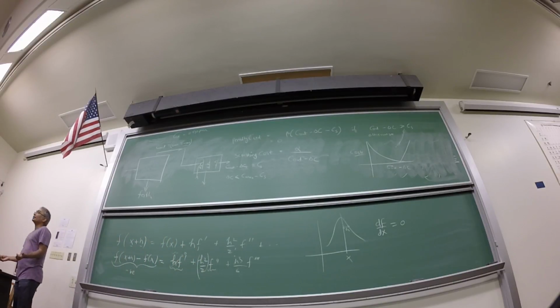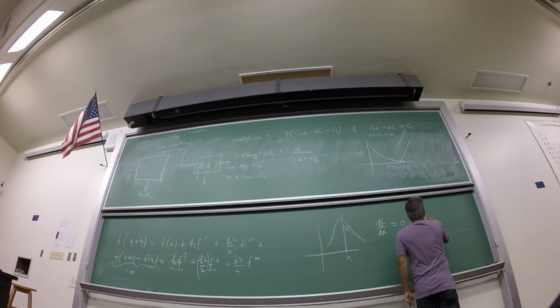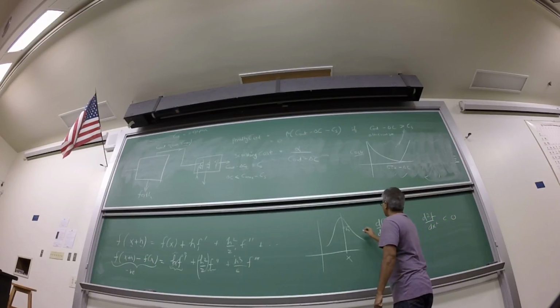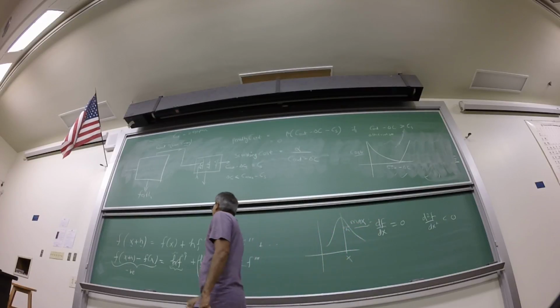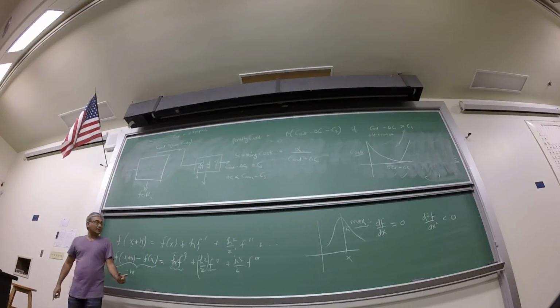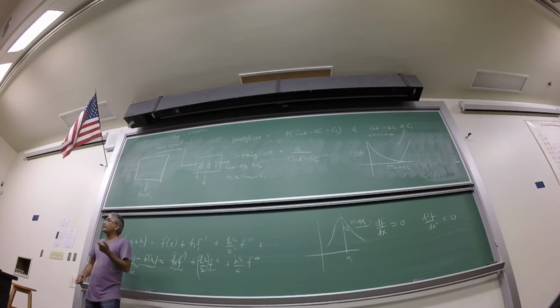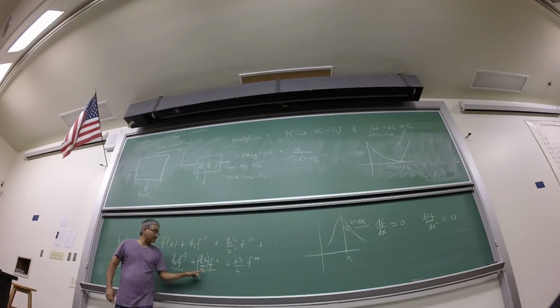f double prime should be negative, right? So d²f/dx² must be less than 0 for a maximum. Now the next term doesn't matter because h is a small quantity, so this term will always be much larger than that. So that term can never cancel the effect of this.